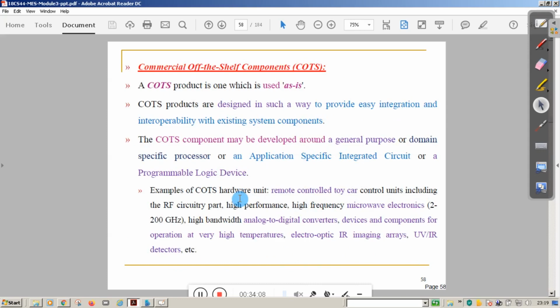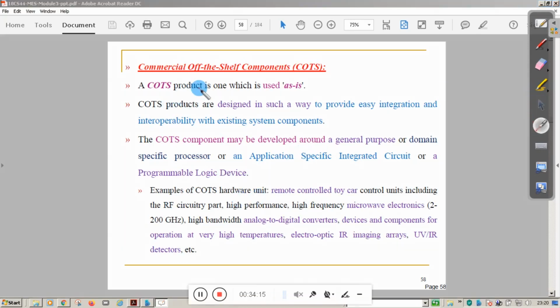Then the last one is commercial off the shelf components, COTS. See, actually COTS is a product whose other name is used as is. Use it as it is. COTS products are designed in such a way that they can be easily integrated into other existing systems without any modification. And COTS components may be developed around general purpose domains or specific purpose or application specific integrated circuits.